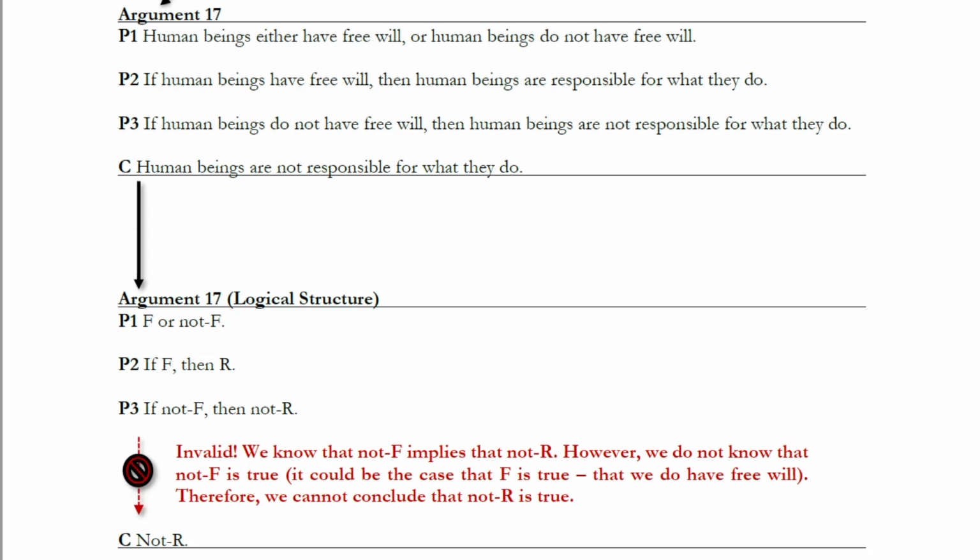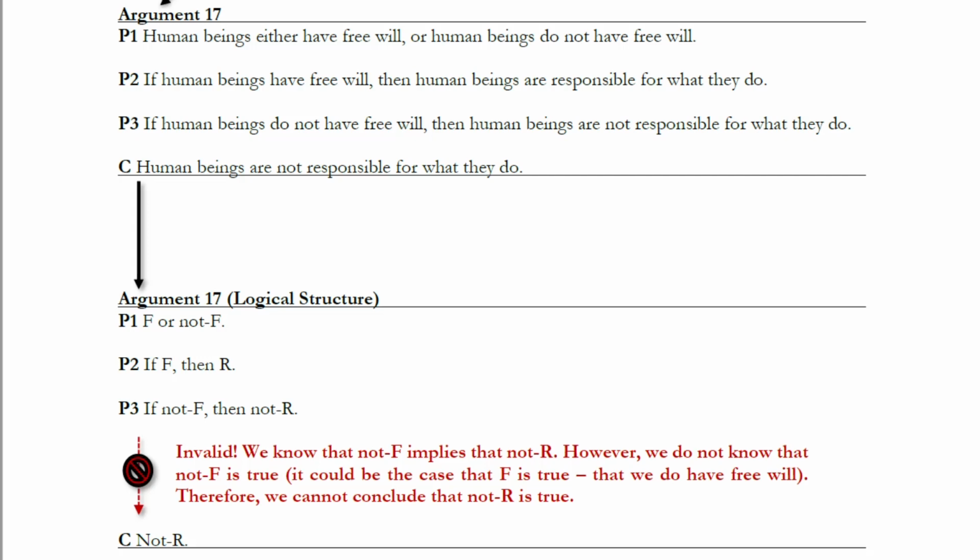Argument 17 reads, Premise 1. Human beings either have free will or human beings do not have free will. Premise 2. If human beings have free will, then human beings are responsible for what they do. Premise 3. If human beings do not have free will, then human beings are not responsible for what they do. Conclusion. Human beings are not responsible for what they do.